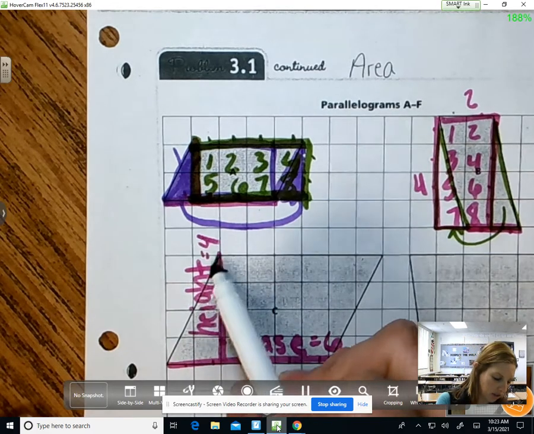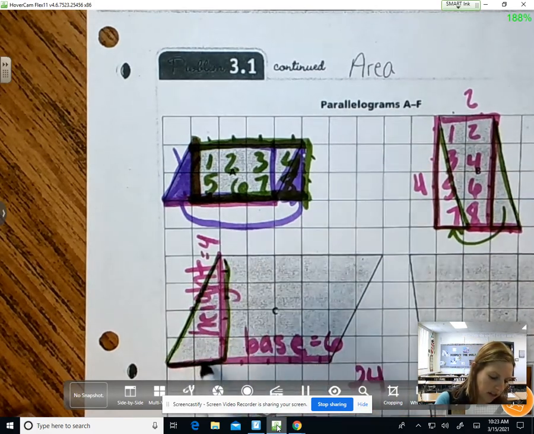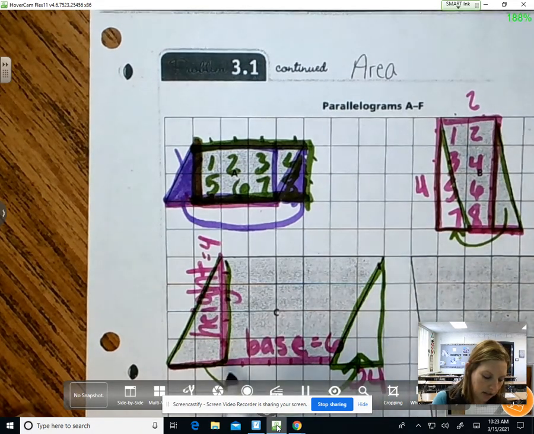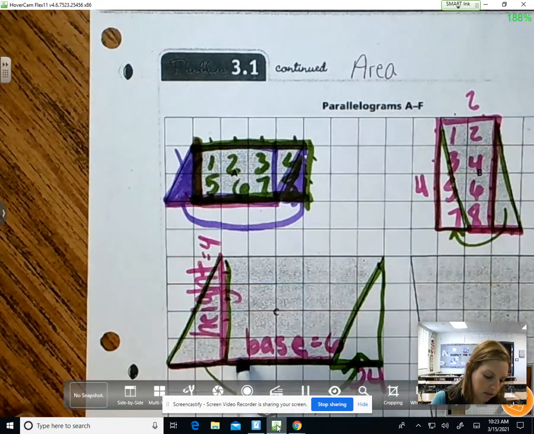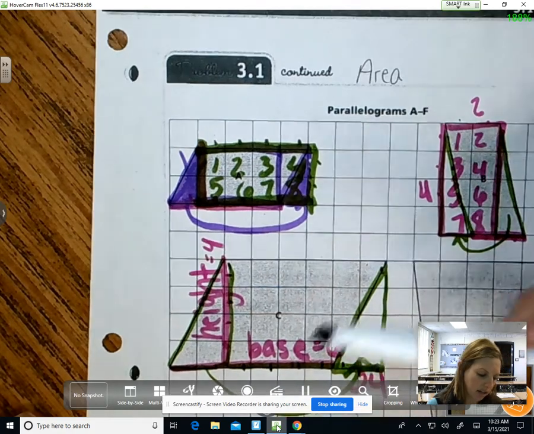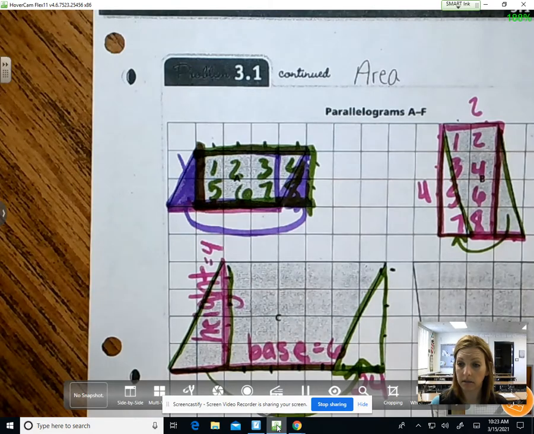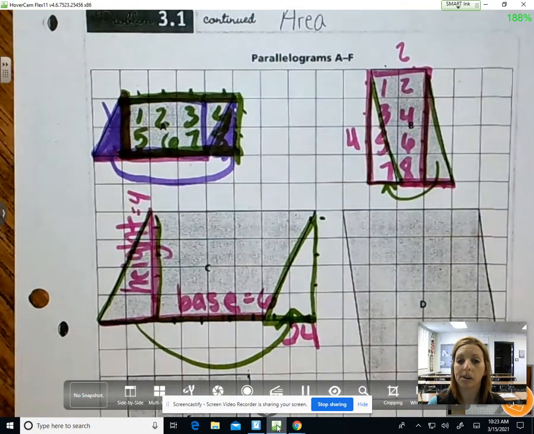Let's try the other strategy and see if it matches. So I would take this triangle off. I would move it over here. I would multiply 1, 2, 3, 4, 5, 6 times 1, 2, 3, 4. Same answer. Okay? So what you're actually doing is multiplying the base times the height. You don't have to draw all of those pictures.